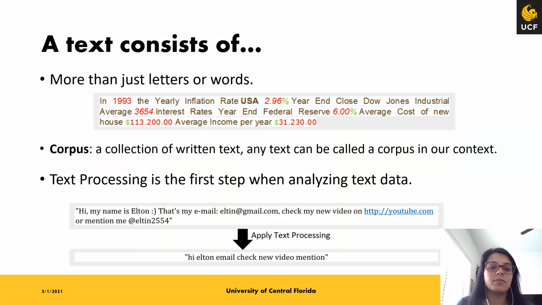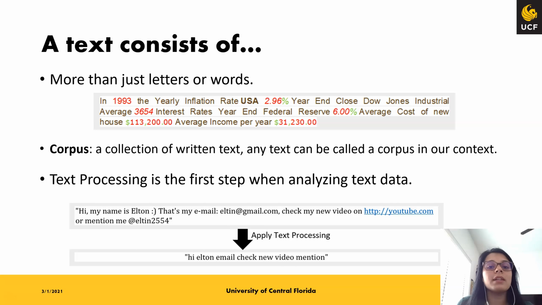A text consists of more than just letters or words. In this example, we can see words, numbers, and different symbols. Those are all parts of a text. Here, we will introduce a new word that we will use throughout this course. Corpus is a collection of written text. Any text can be called a corpus in our context. So when we say that we're going to go over a corpus, it means that we're going to go over a text. Like I said before, text processing is the first step of the analysis when we are analyzing text data.